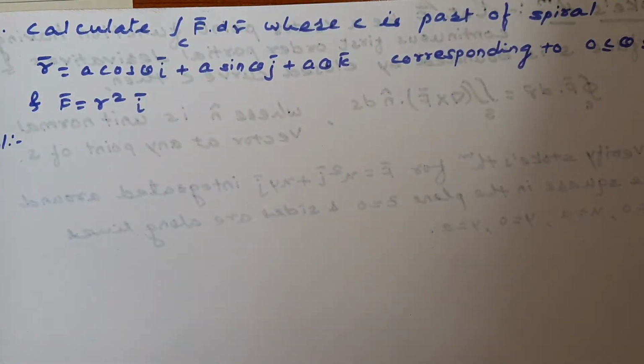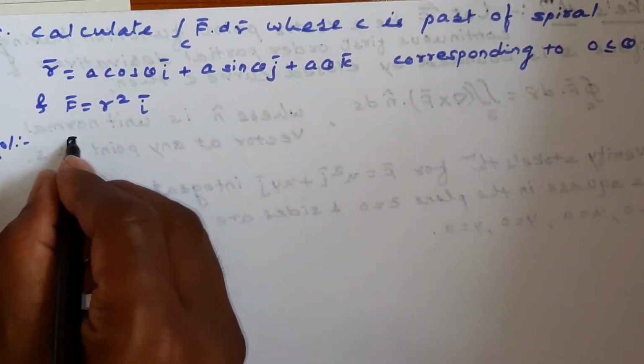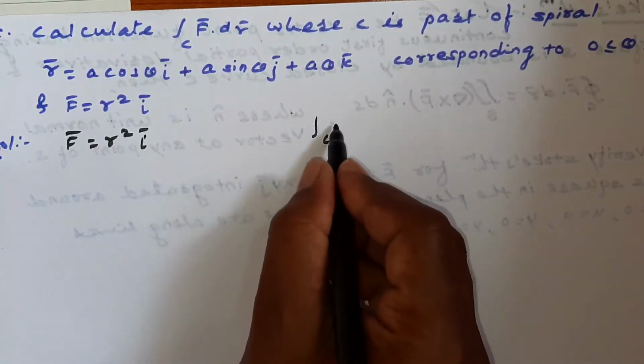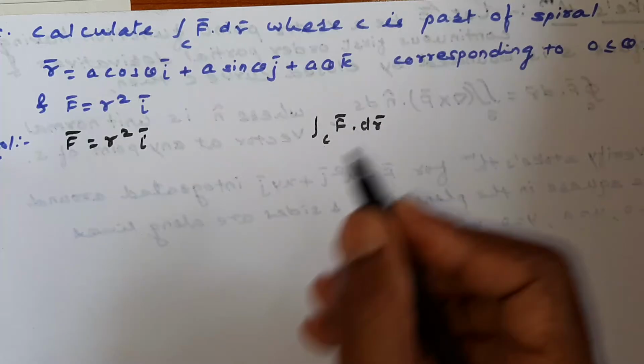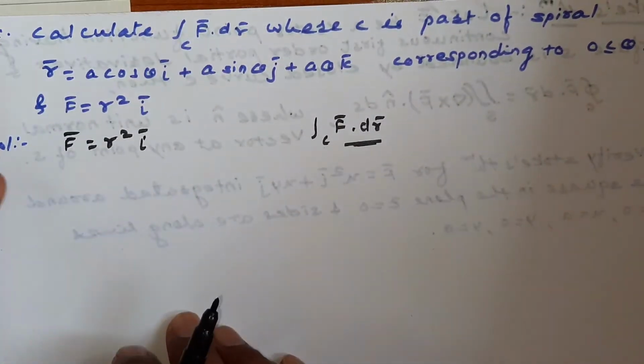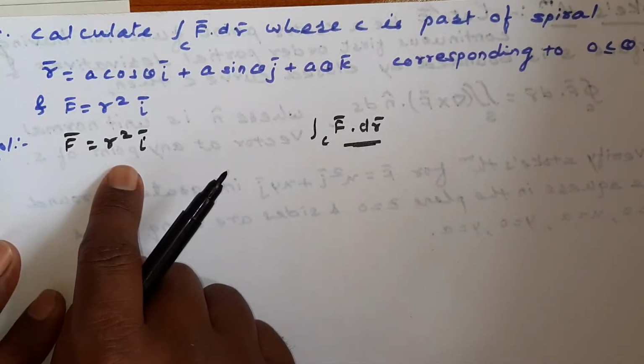So this is a slightly different example, that's why I have taken it for a solution, because in our previous videos there are so many examples on vector work done and line integral. Okay, now let us solve it. First we will find F bar. F bar is r square i bar and our line integral is integral over C of F bar dot dr bar. So I have to find this F bar dot dr bar. For that purpose r bar is given and F bar is also given.